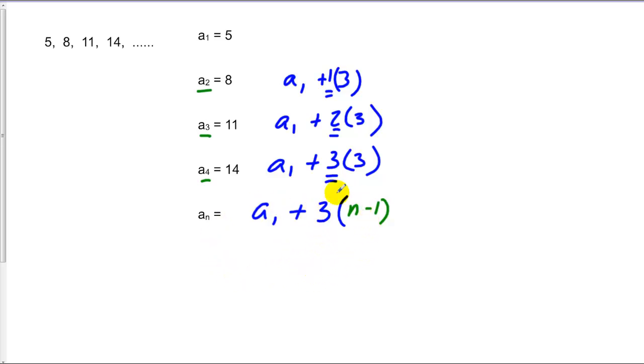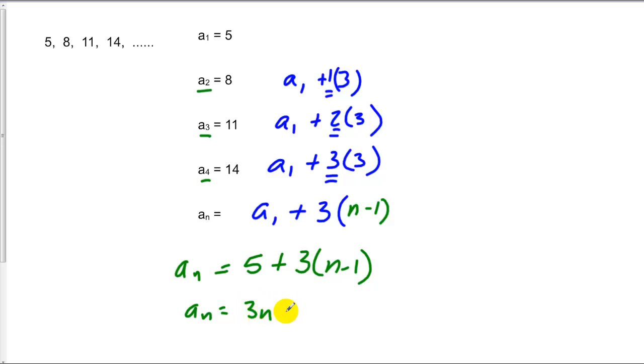Taking that to its most general form, I could say that my first term is 5 plus 3 times the quantity of n minus 1. Then I simplify that a little bit, and I get my nth term, or my explicit formula, being a total of 3n plus 2. So if I wanted my fourth term, I plug in 4, and I get 12 plus 2 is 14. If I wanted my 100th term, I plug in 100, and I get 302. So this formula will generate any term in this sequence. And once again, that's explicit.